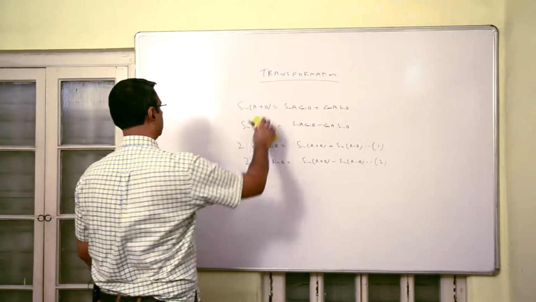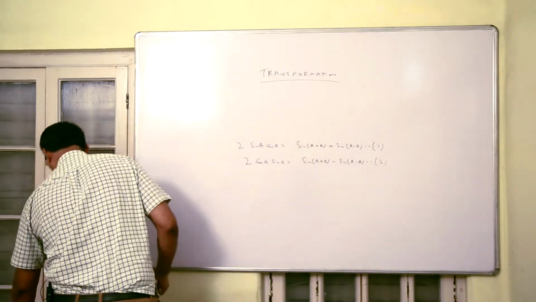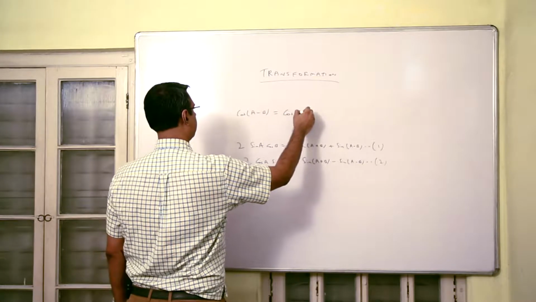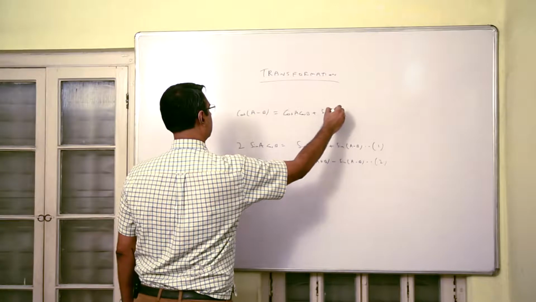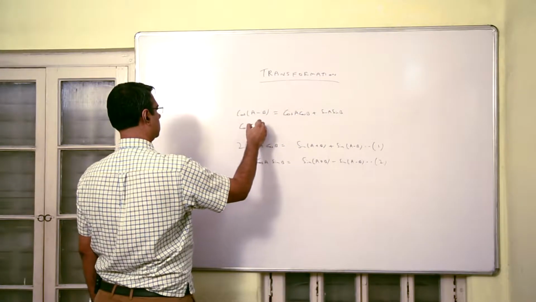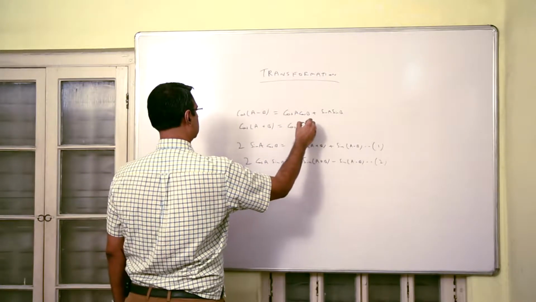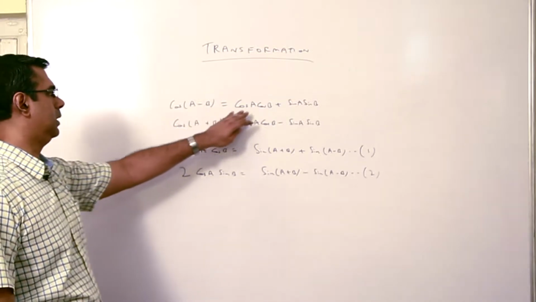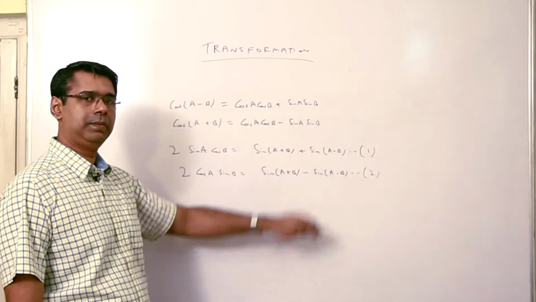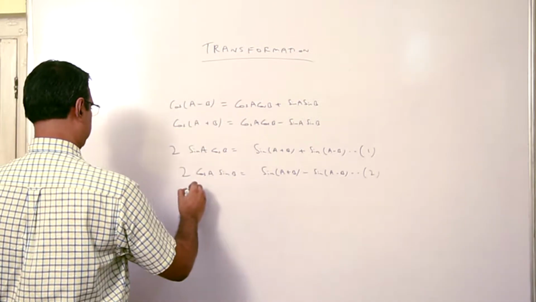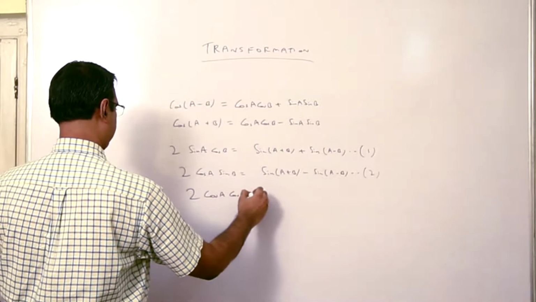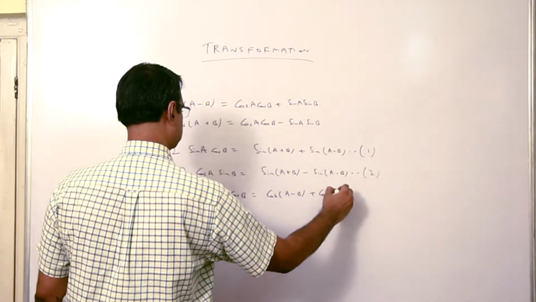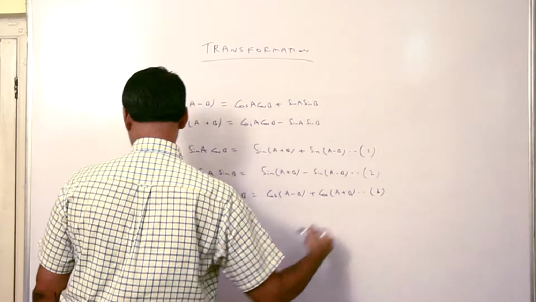Now, we had also done these two formulas: cos A minus B is cos A cos B plus sin A sin B. Cos A plus B is cos A cos B minus sin A sin B. If you add these two formulas, you will get 2 cos A cos B is cos A minus B plus cos A plus B. This becomes number 3.